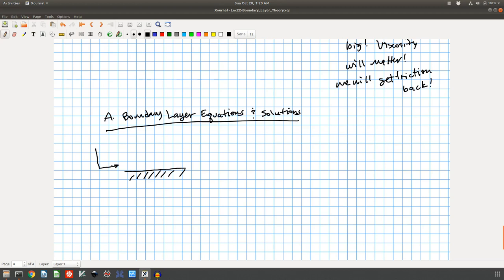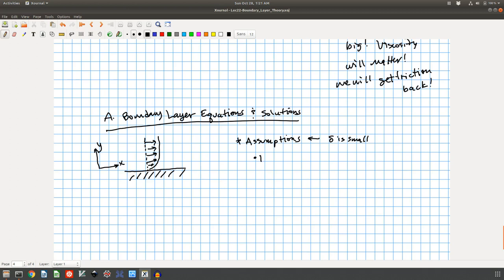So we're going to think about a flat plate here for a second. I'm going to draw an example of a boundary layer profile just to orient ourselves here. When we look at the boundary layer equations, we need some new assumptions. And these assumptions are coming from the fact that delta is small. That's going to allow us to make some of these assumptions.